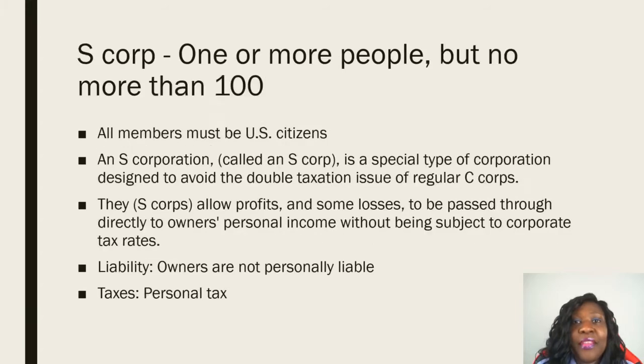The S Corp. For the S Corp, you can have more than one person up to a maximum of 100 people. The requirements are that all the members must be US citizens. So the main benefit of an S Corp is to avoid the double tax situations that you find in regular corporations. That's the C Corp. It allows profits or losses to be passed on to the personal taxes of the owners without being subject to corporate tax rates. As with most of the other corporations, the owners are not personally liable and the taxes are taxed on a personal tax basis.